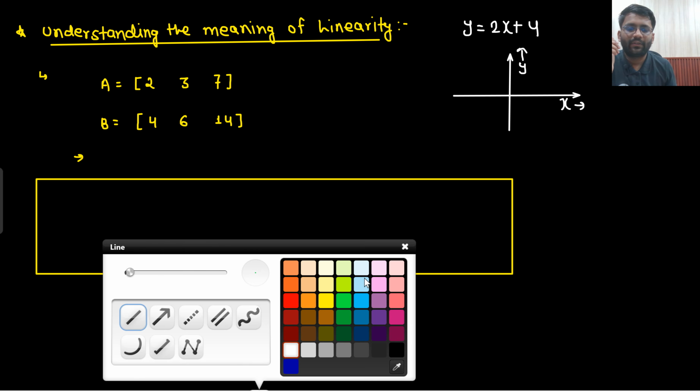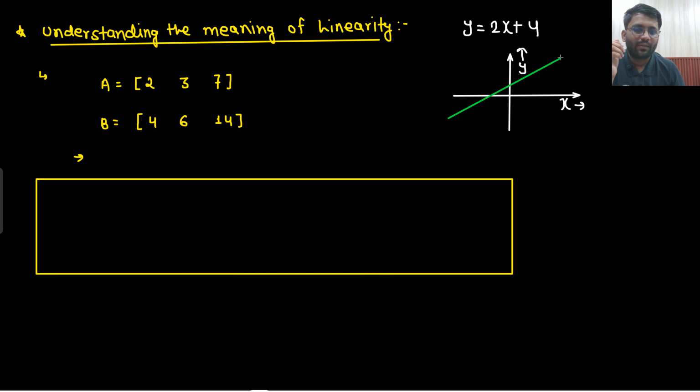This kind of graph you will get with the positive slope, cutting on the positive y-axis. This kind of graph you will get, y equals 2x plus 4. We call this a linear equation in two variables x and y.